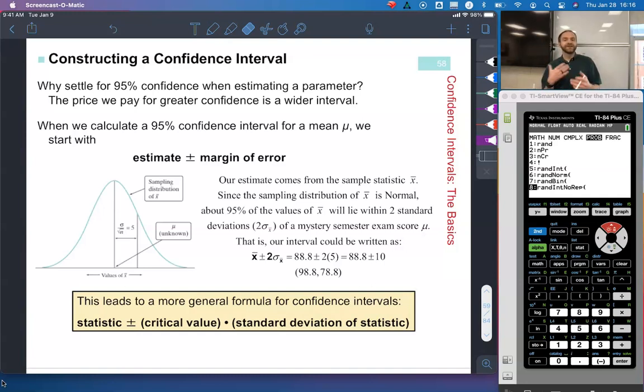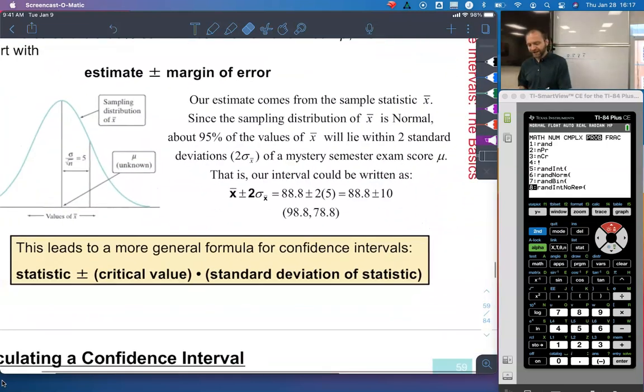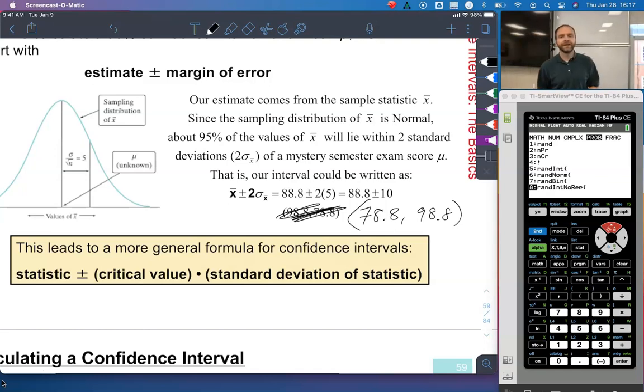So in this case, our mystery semester exam score, if we were to do this, you can see a confidence interval here. Now, one thing that's wrong, and I forgot to change this, and I apologize, these should be written in order from lower bound to upper bound. So cross that out and put that in the right order.